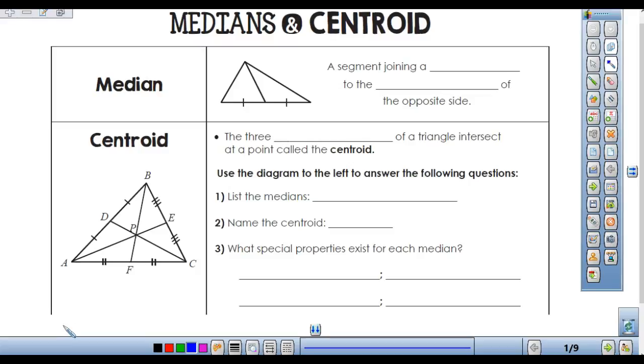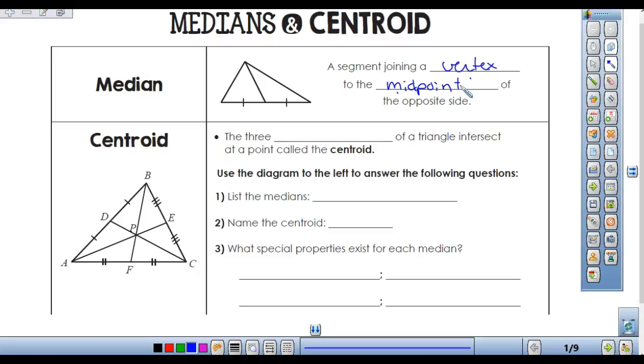Alright, so now we are talking medians. A median is the segment that joins a midpoint. Sorry, so it goes from the vertex to the midpoint of the opposite side. So it's going to cut your opposite side into what? Two equal parts.